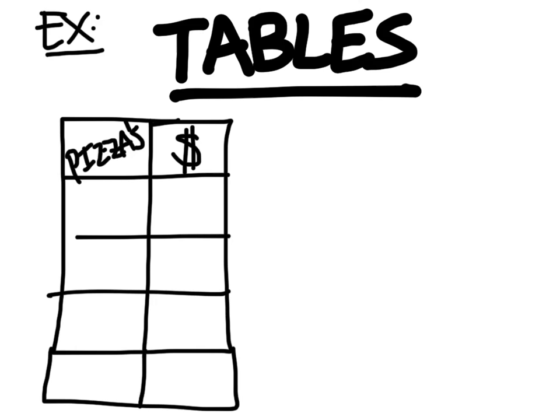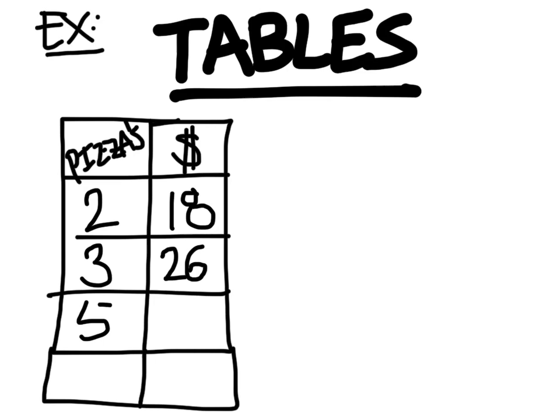Let's say when you buy 2 pizzas, it's going to cost you 18 dollars. That's a lot of money. When you buy 3 pizzas, 26. That's not proportional. When you buy 5 pizzas, it's going to cost you 42 dollars. I guess I don't need this bottom one. All right, let's find the rate of change.